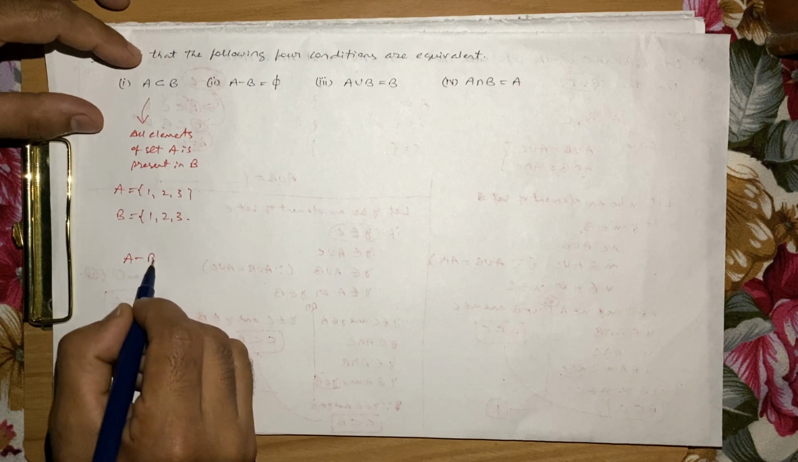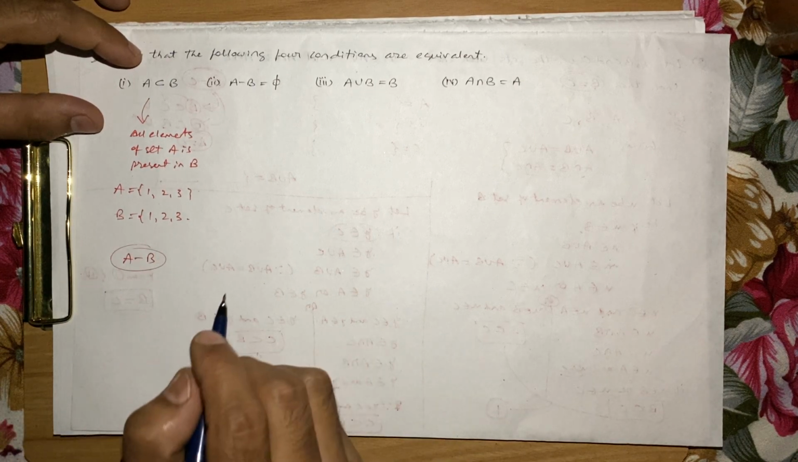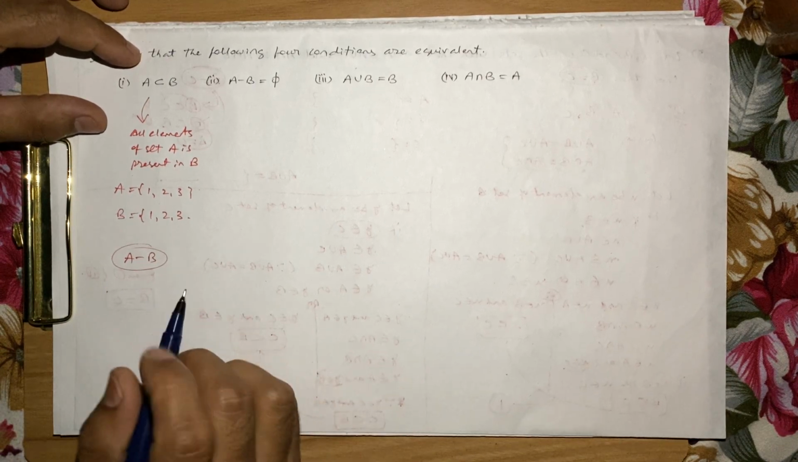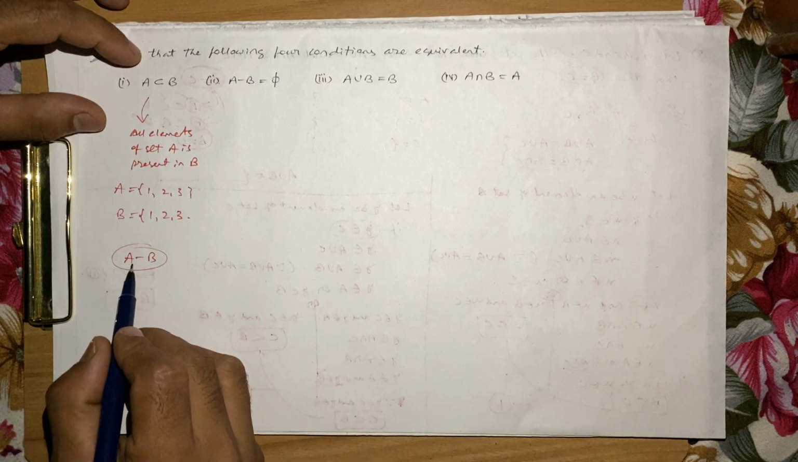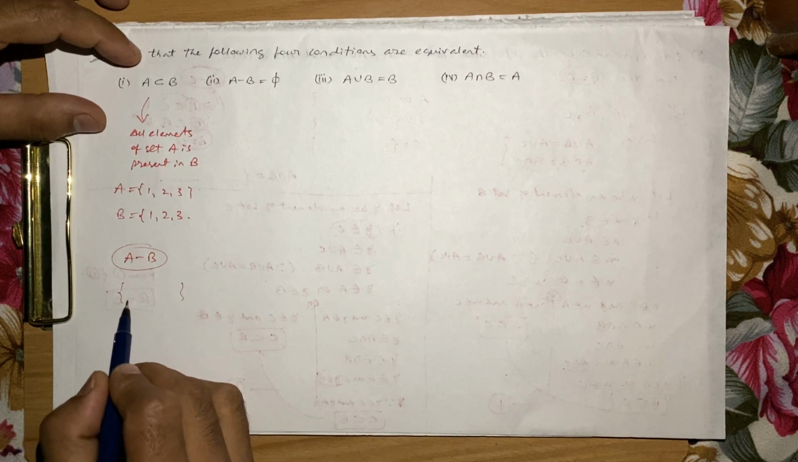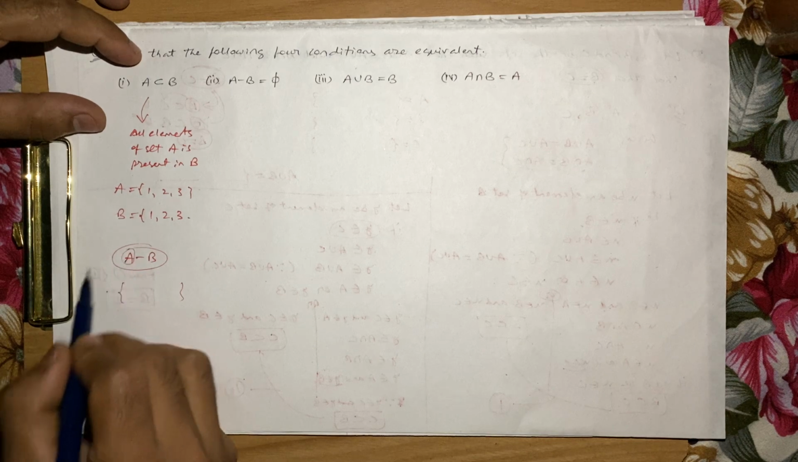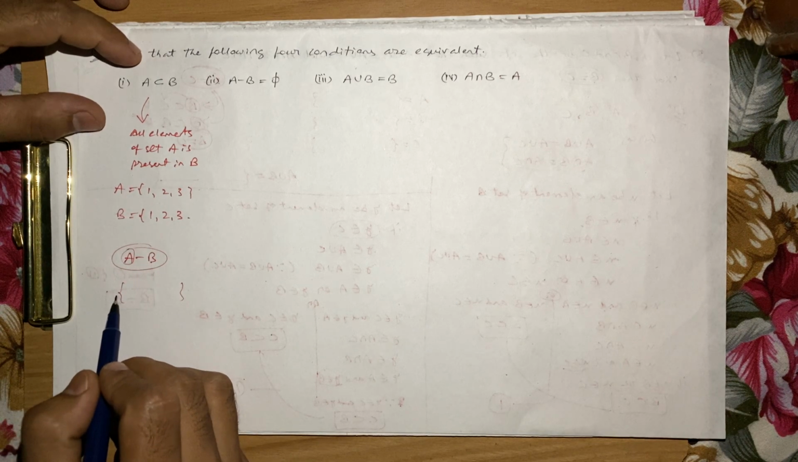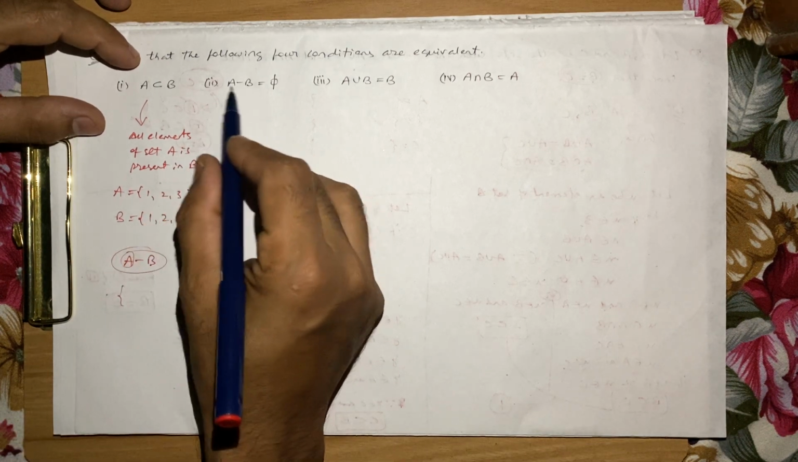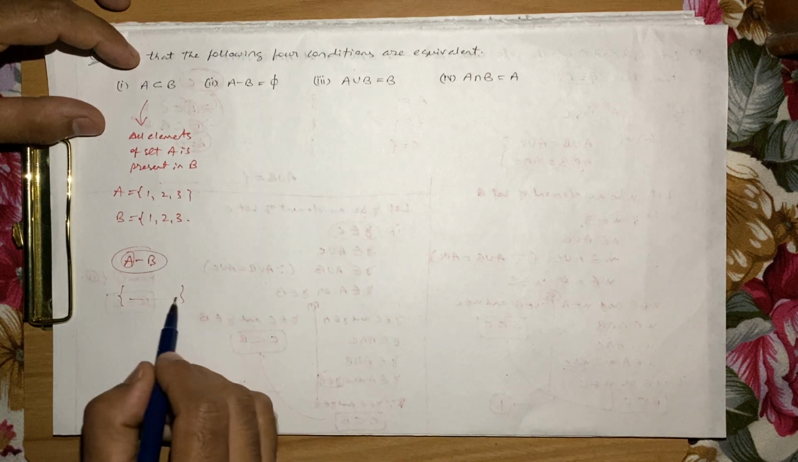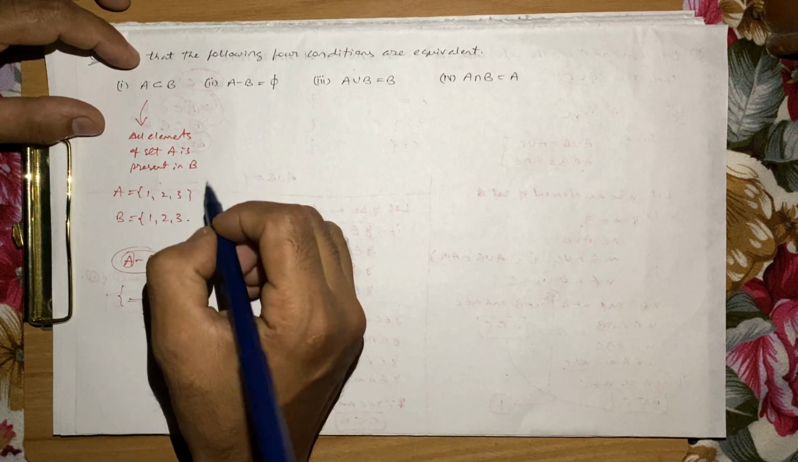A minus B means what? A minus B is the difference of sets, as I've taught you in the lecture video. What does it mean? A minus B is a set. This will have some elements that purely belong to the set A and not to the set B. Here it says A minus B is the empty set, which means this set has no elements in it.